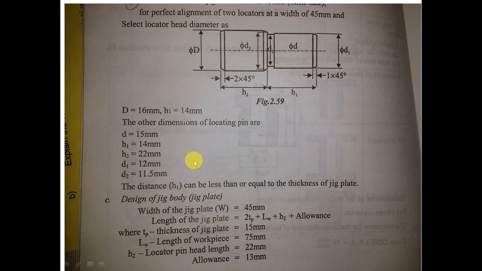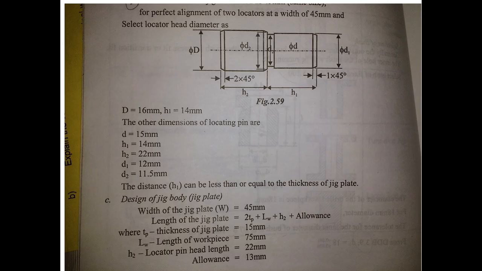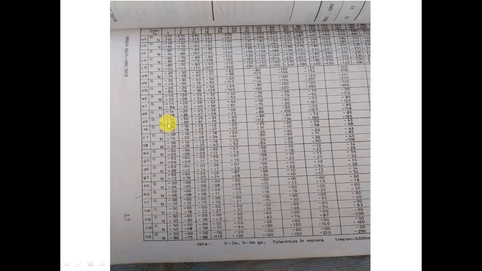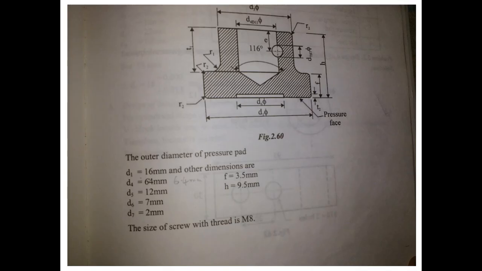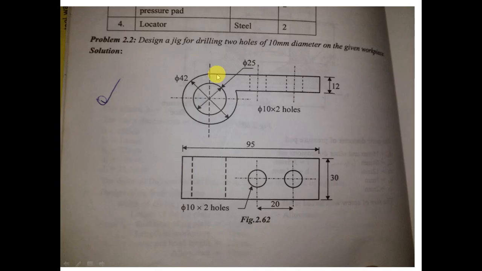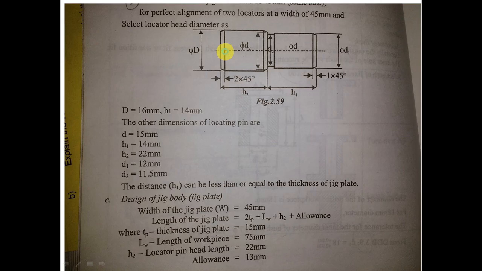For selecting a locator, you need to go to page number 5.92 of the Design Data Book, and before that you have to mention this. See, the thickness of the jig plate must be equal to the distance L2 of the bush. Hope you are able to follow this. I repeat, the thickness of the jig plate, so this is the jig plate, must be equal to the L2 value of the drill bush. So we have to go back to the drill bush diagram.